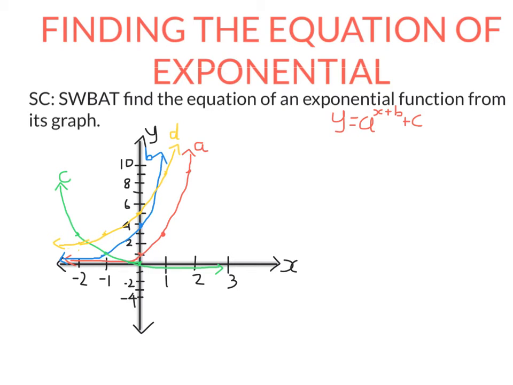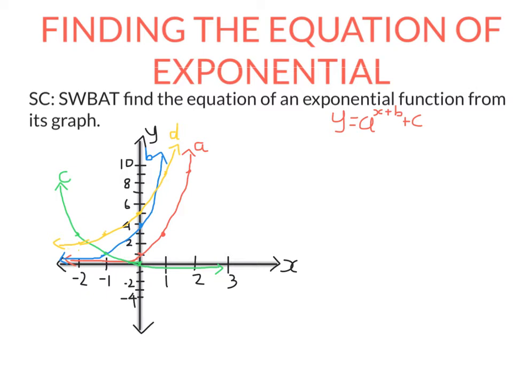Thank you so much for tuning into this video in which we will do the opposite of what we did in the last video. This time, I'll give you the graph and you have to find the equation of the exponential. So here we have a graph of four exponentials, A, B, C, and D. For each of them, we will find their equation. It will be of the form y equals a to the power of x plus b plus c. So there are no dilations here.